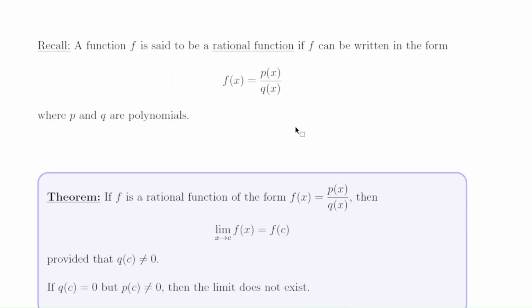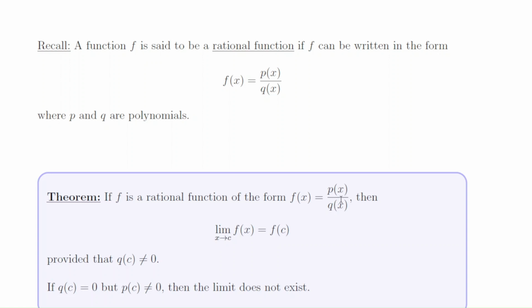Okay, now a function f is said to be a rational function if f can be written in the form f of x equals p of x over q of x, where p and q are polynomials. So any function that can be written in the form a polynomial divided by a polynomial, that's a rational function. And if f is a rational function of that form, then you can just plug in c to get the correct answer. Limit as x approaches c of f of x equals f of c, provided that q of c is not 0, provided that you're not dividing by 0. Okay, if q of c is 0 and p of c, the top part, is not 0, then the limit does not exist.